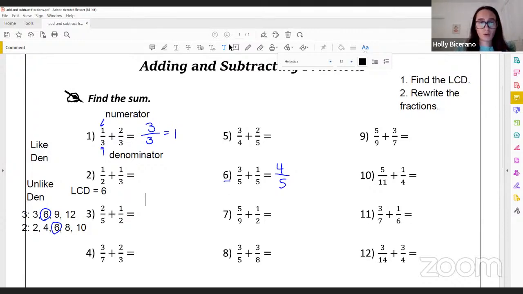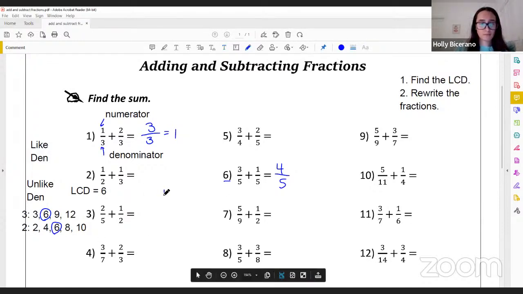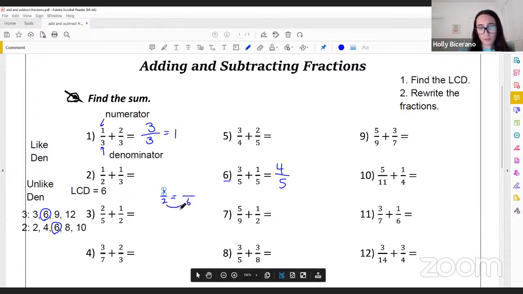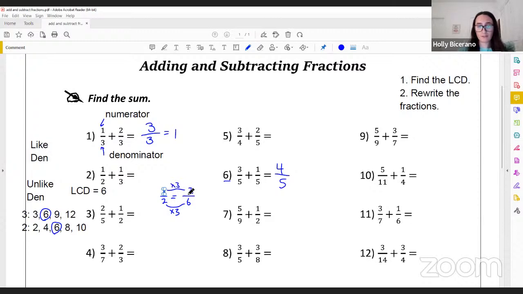So we'll take 1/2 and we'll set it equal to some fraction with a denominator of 6. And then how do we get the numerator? Well, we know that to get 6, we multiply 2 by 3. So we would also multiply 1 by 3, and that would give us 3 over 6. So 1/2 equals 3 over 6.